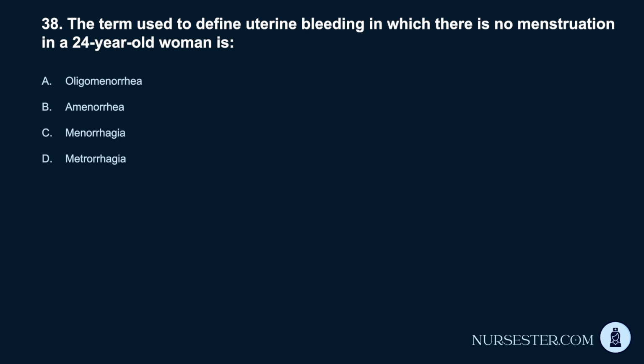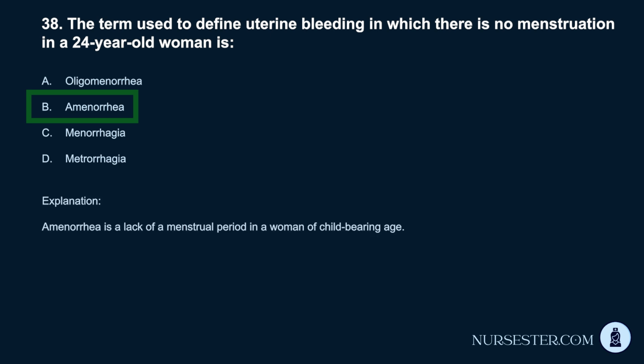38. The term used to define uterine bleeding in which there is no menstruation in a 24-year-old woman is A. Oligomenorrhea. B. Amenorrhea. C. Menorrhagia. D. Metrorrhagia. Correct answer, B. Amenorrhea. Amenorrhea is a lack of a menstrual period in a woman of childbearing age.